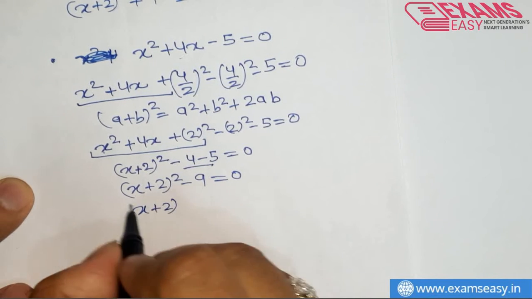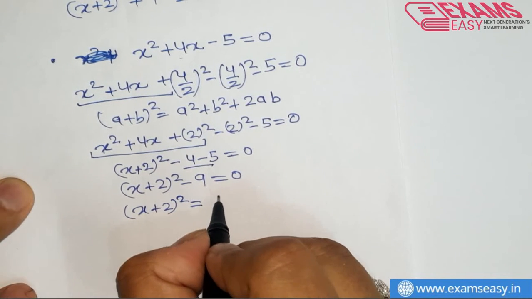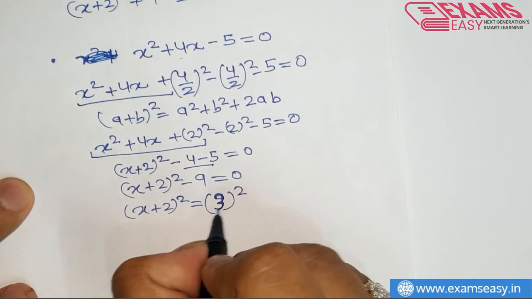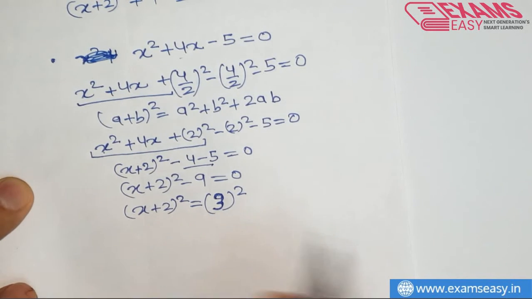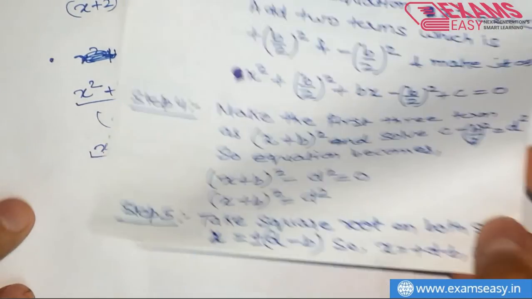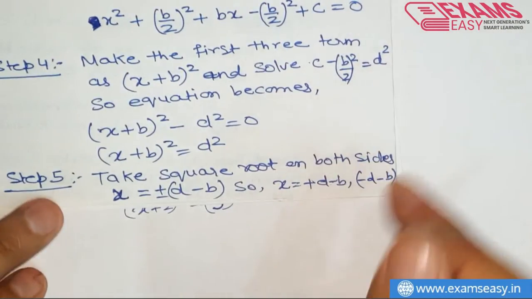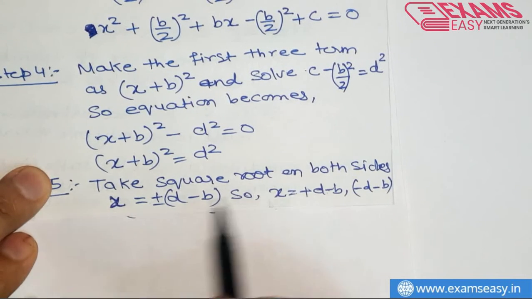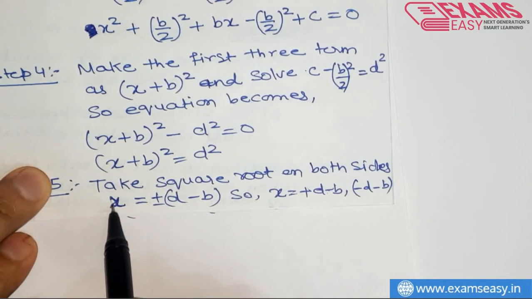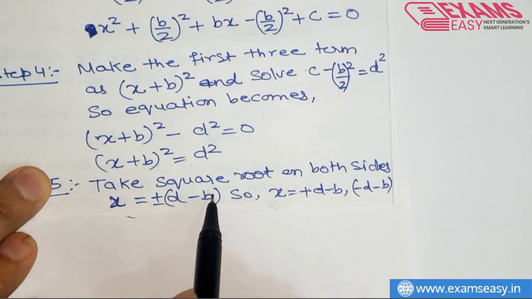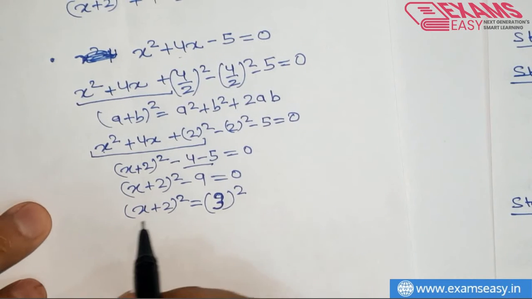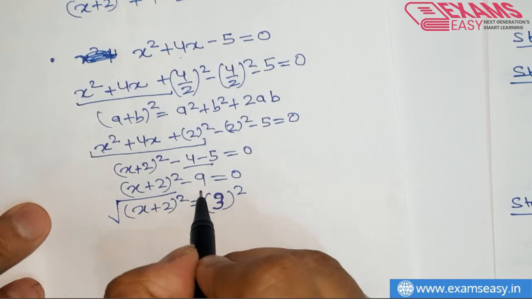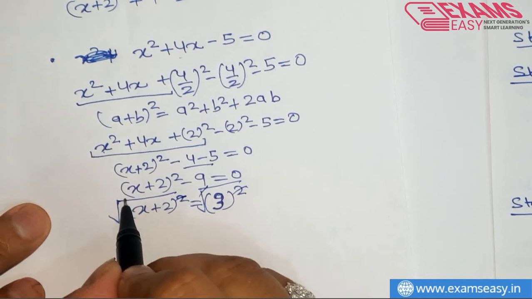This will become 9. Then we can write x plus 2 whole square minus 9 is equal to 0. x plus 2 whole square is nothing but 9, and 9 can be written as 3 square. If we take the square root on both sides, that is our step 5. So let us look at step 5, which is nothing but taking the square root on both sides. Then we will get the value of x as plus minus d minus b. So this solves our problem of finding the solution of x. If we take the square root on both sides, then the square gets cancelled on both sides.